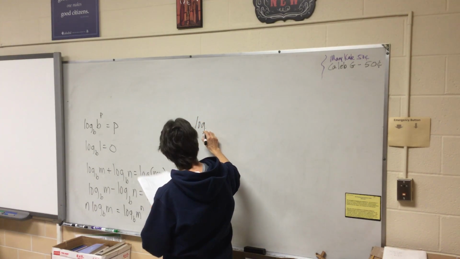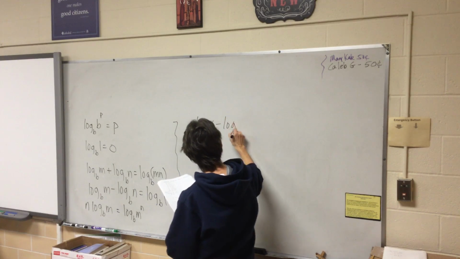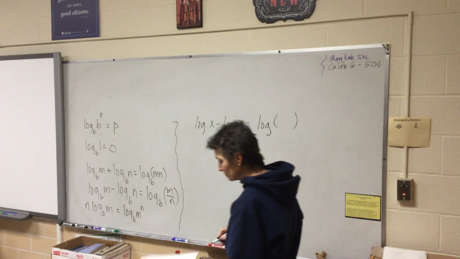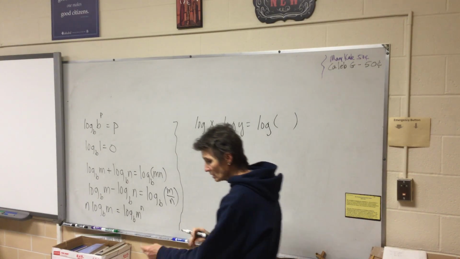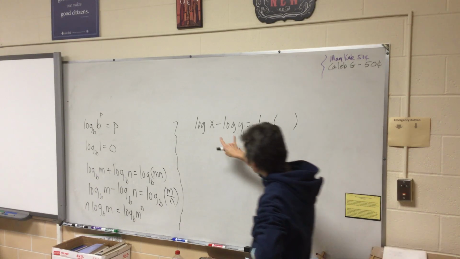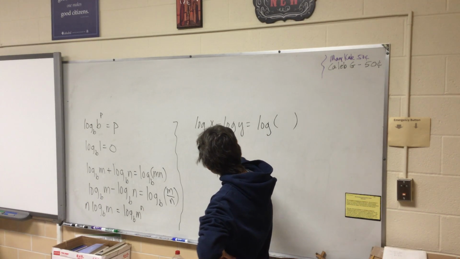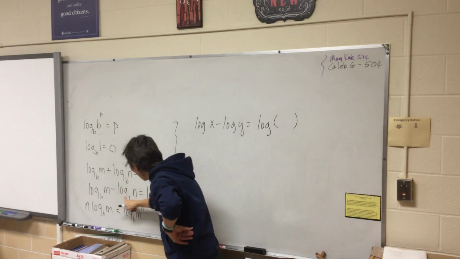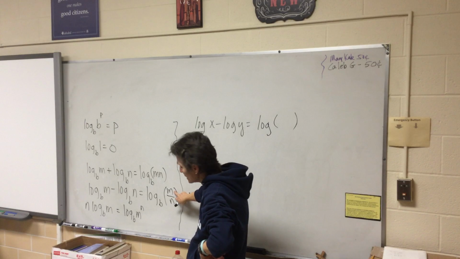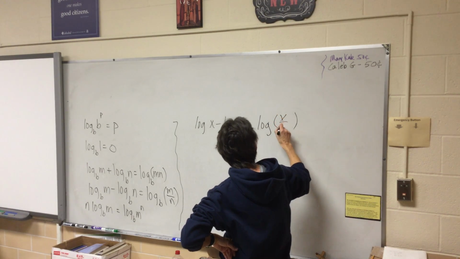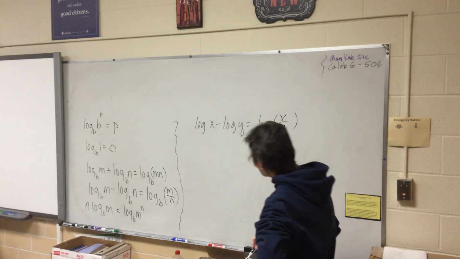Problem A says the log of x minus the log of y, and your job is to write that as 1 logarithm. Write as a single logarithm. So you pay attention. What's going on here? That's a subtraction. So what do I do when I have a subtraction? I turn it into a division. Is it log x over y? It is. That's exactly what it is.